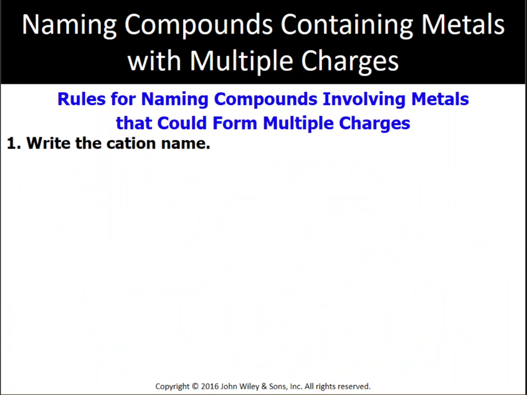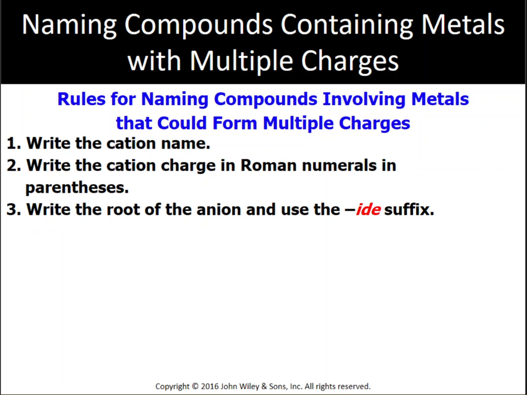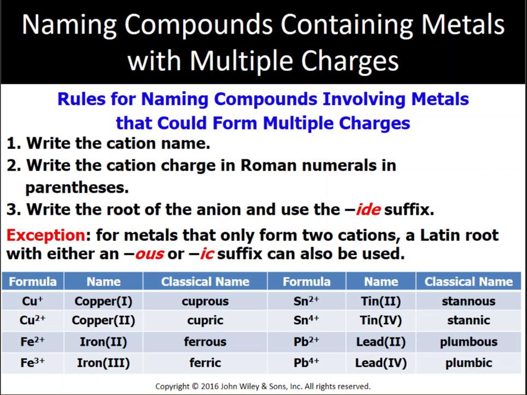So let's look at the rules for naming compounds involving metal that's a transition metal or a rare earth element. In order to name them, you first write the name of the cation, followed by the charge of the cation in parentheses in Roman numerals, and then it's followed by the name of the anion, which ends with IDE. So these are some examples here. Copper +1 is called copper 1, copper 2, iron 2, iron 3.